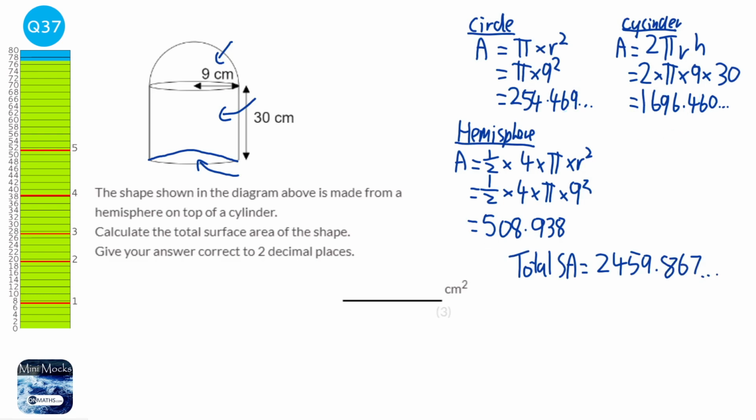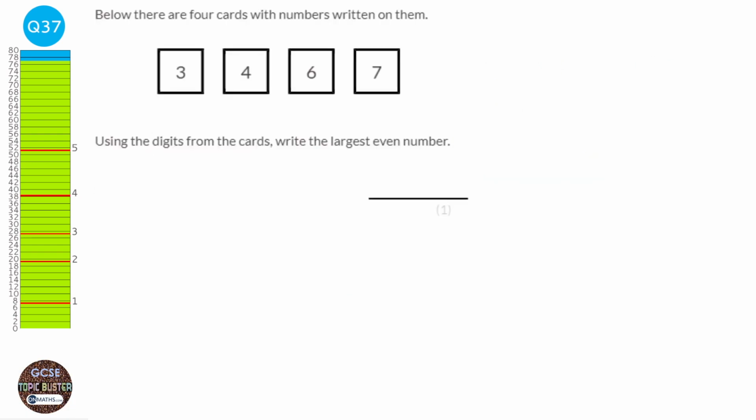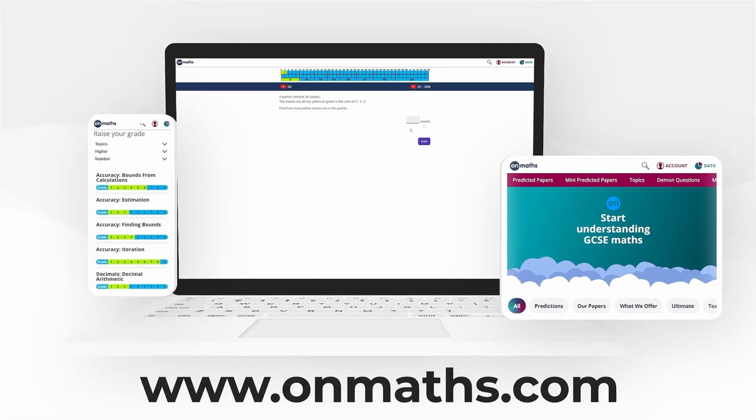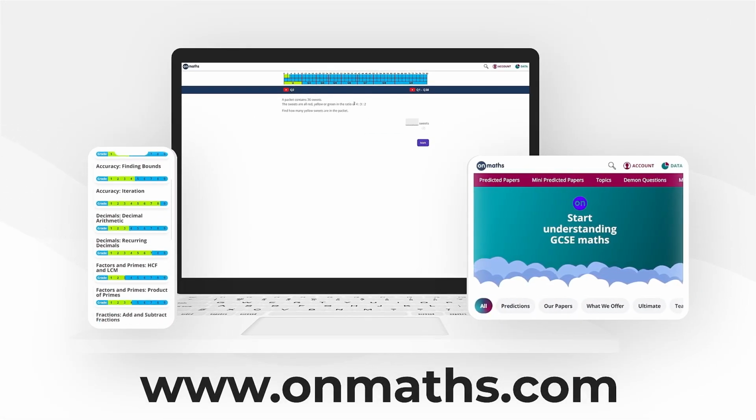Do make sure you show the examiner that you're adding these three here. I've not done that because it wastes a bit of time for a video, but make sure you write it down. It says it wants it to 2 decimal places, so that will be 2,459.87 centimetres squared.